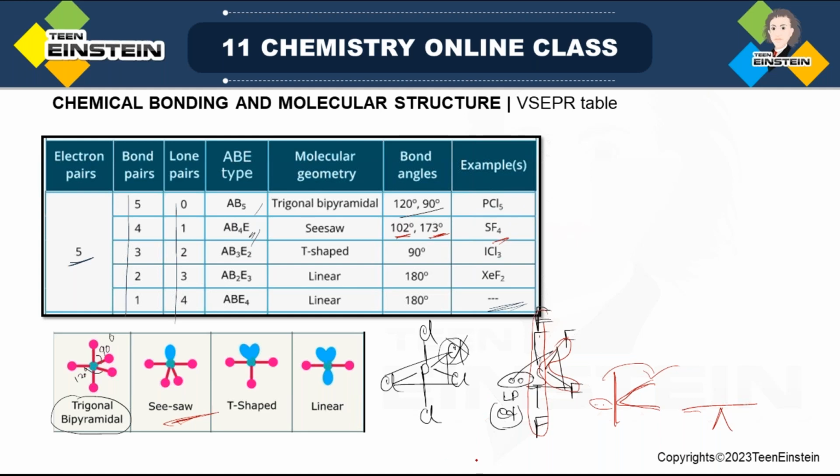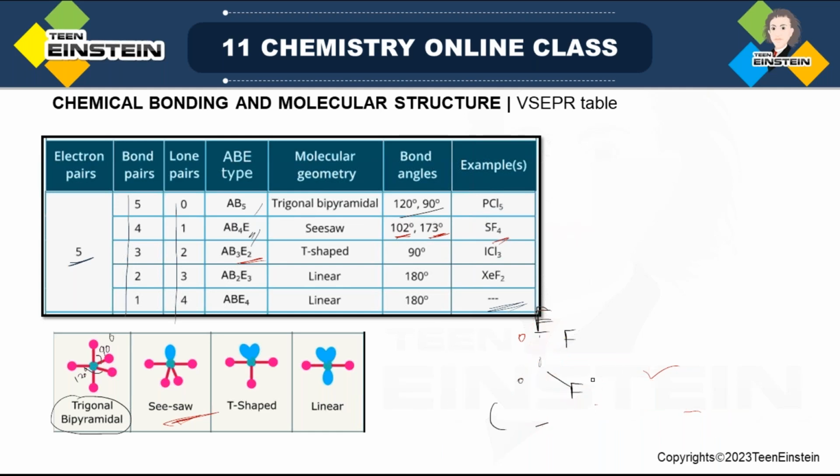It cannot be exactly 120 degree or exactly 90 degree, because there will be some repulsion between this lone pair and bond pair, which is 90 degree. Okay, come to the next one, AB3E2 type. So when it is AB3E2 type, now we are having two lone pair. Corresponding example, ICl3, and it is T shape.